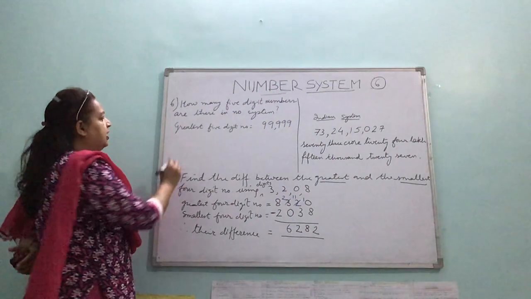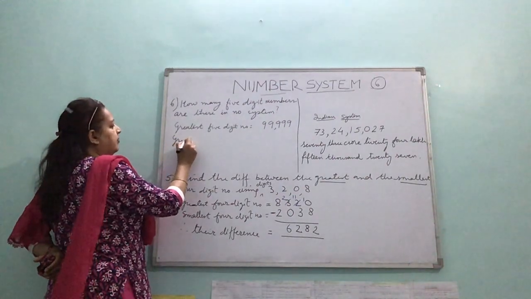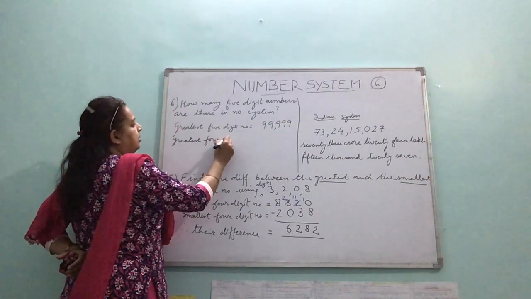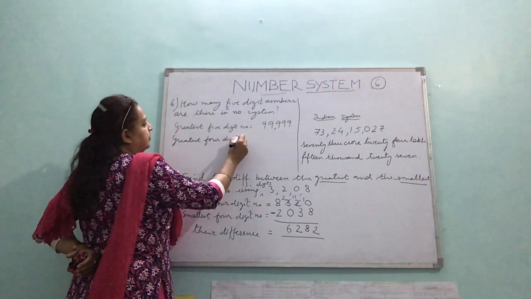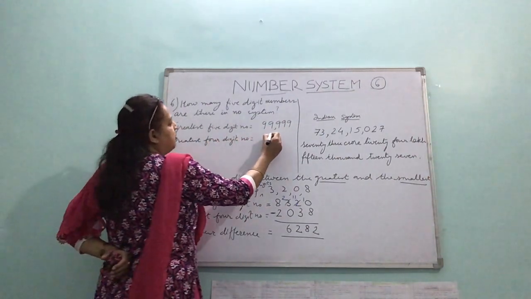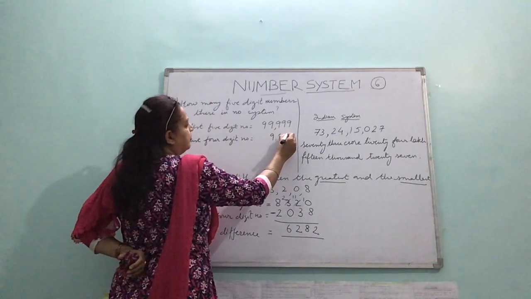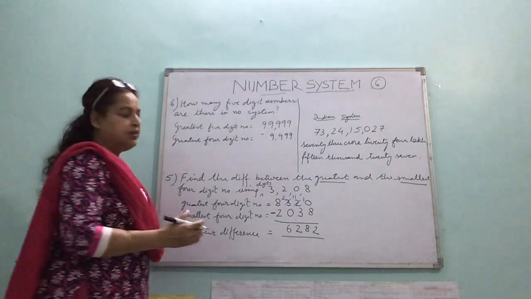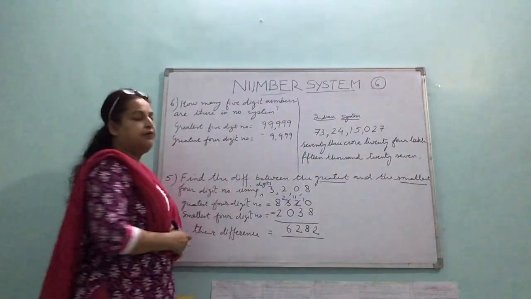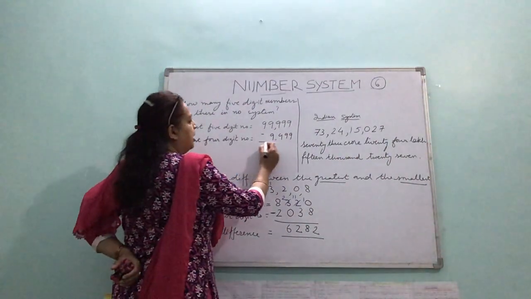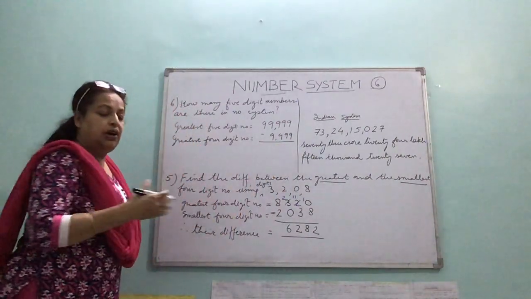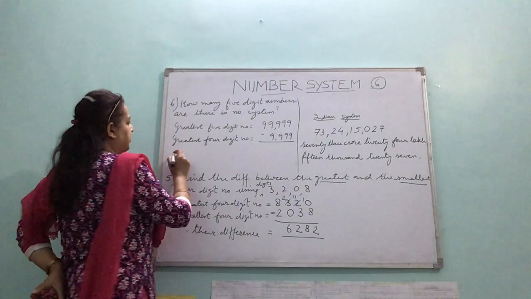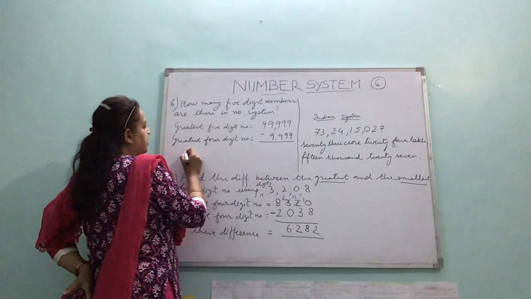And find the greatest 4-digit number, which would be 4 nines. If from the greatest 5-digit number you subtract the greatest 4-digit number, you will get how many 5-digit numbers are there in the number system. So what is our answer?